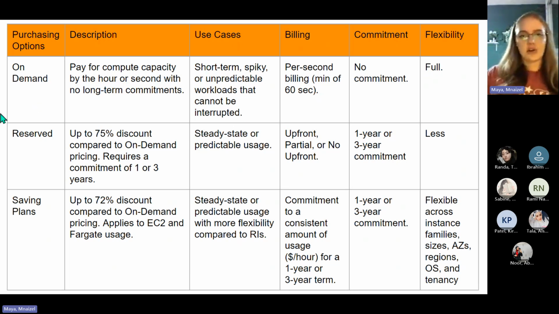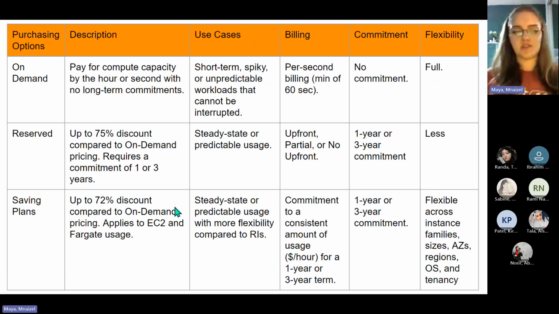The use cases for on-demand are short-term, spiky, or unpredictable workloads that cannot be interrupted. So please check out the "cannot be interrupted." This comes up on the exam very often, this and spot instances. The difference between on-demand and spot instances is that spot instances can handle workloads that can be interrupted.